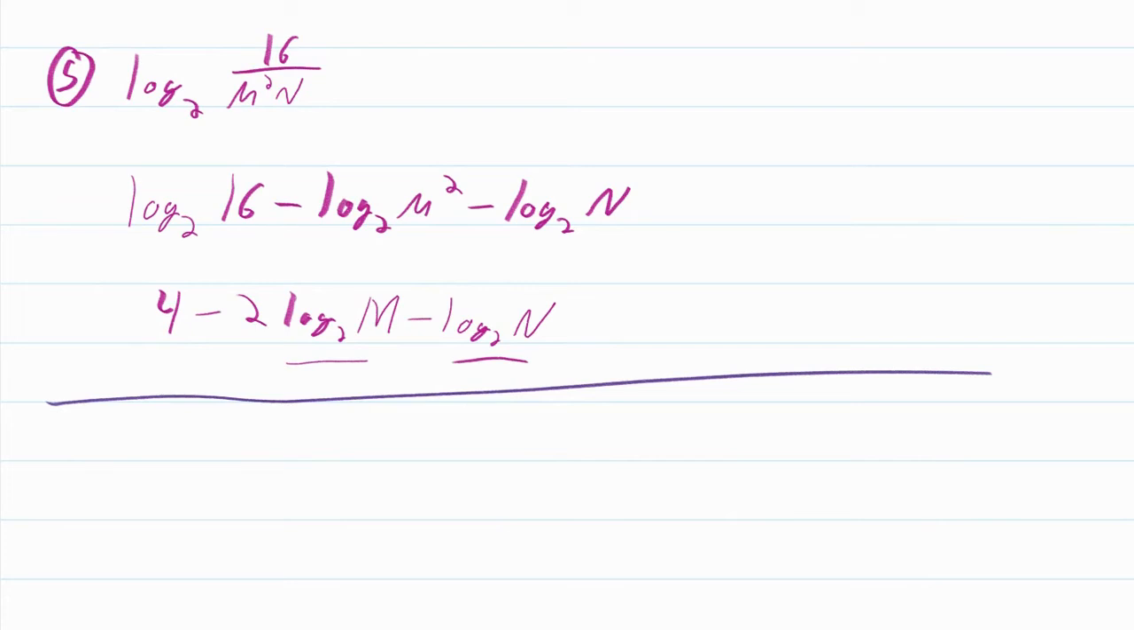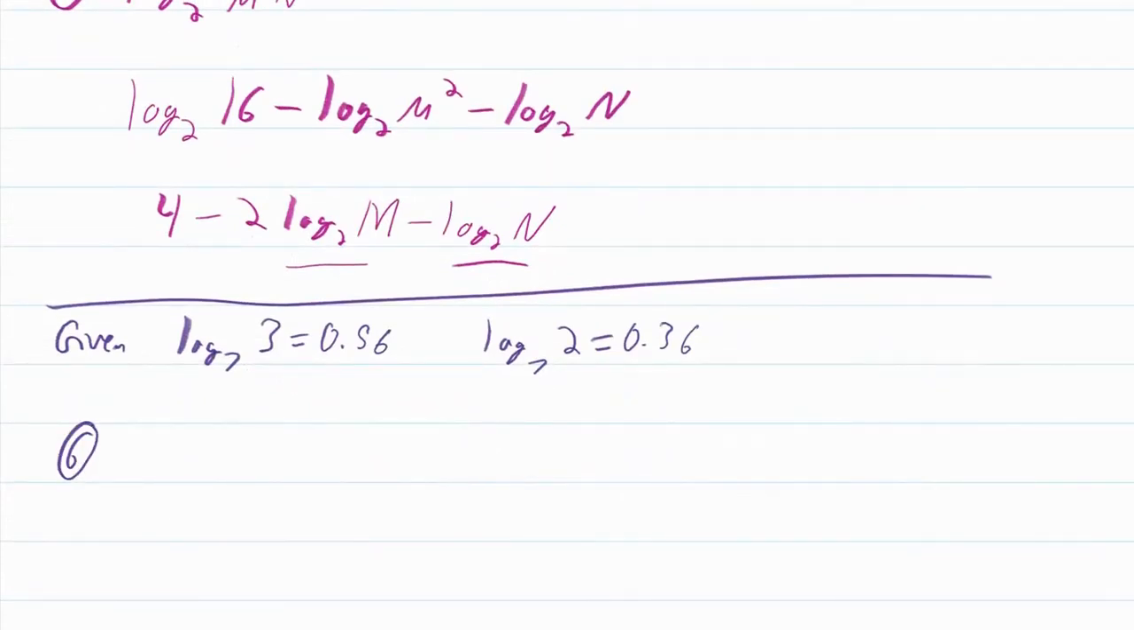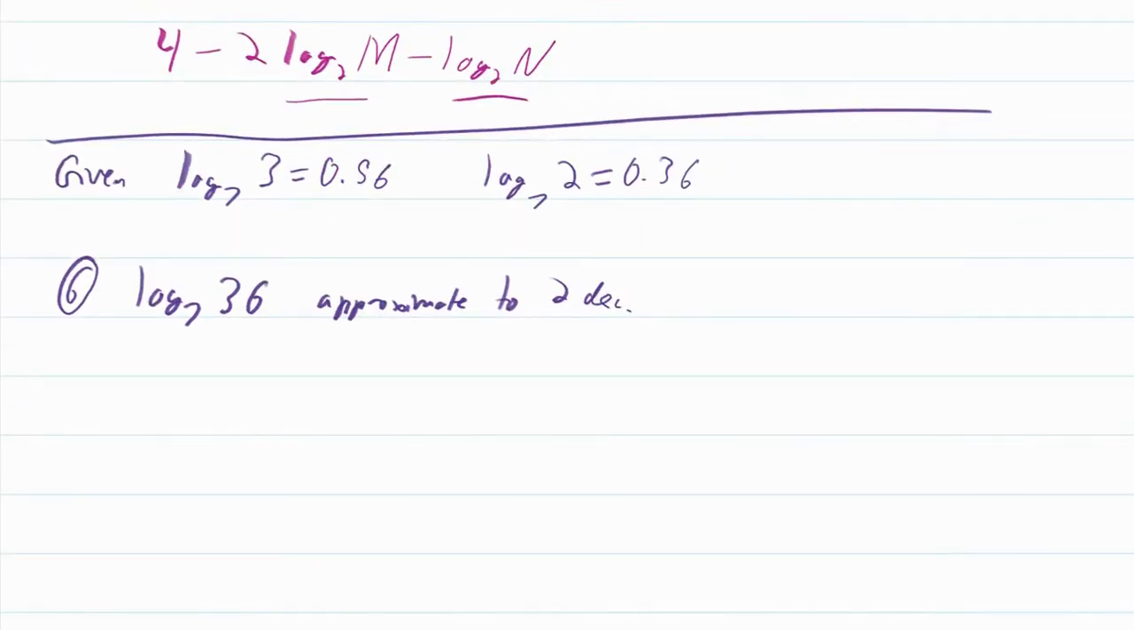Okay, next direction set are things like, let's say that the log base 7 of 3 is 0.56, and the log base 7 of 2 is 0.36. These would be given in order to help solve a problem, and you would be able to accomplish the next two without the use of a calculator. I'd be asking you the log base 7 of 36 and approximate it to 2 decimal places. So we'd be using what's given up above to process that.